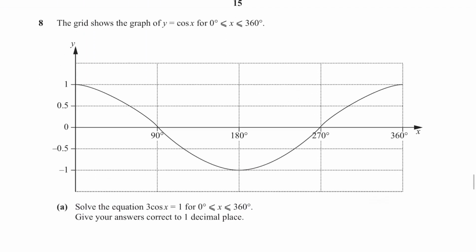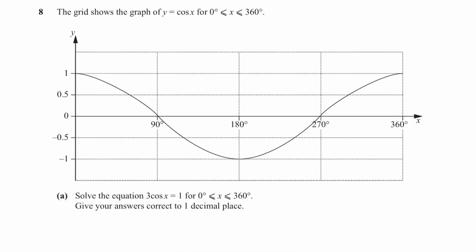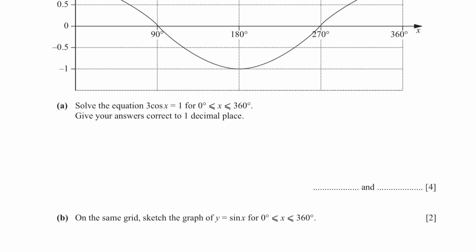Question 8. The grid shows the graph of y equals cosine x for this range. Part A. Solve the equation 3 cosine x equals 1 in this range. Give your answers correct to one decimal place. We need to calculate it and not find it from the graph above. Make it cosine x equals 1 over 3. x equals cosine inverse of 1 over 3. Use your calculator and it's 70.5 rounded to one decimal place. This is the basic angle.